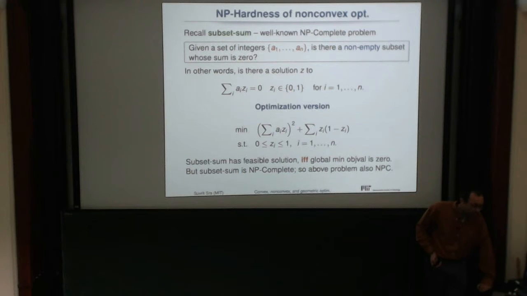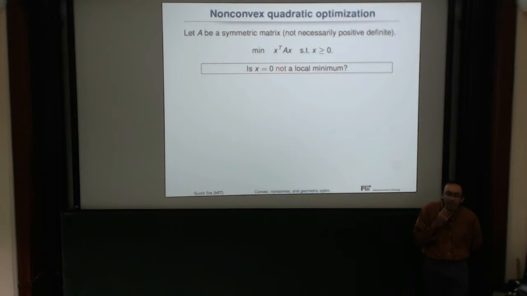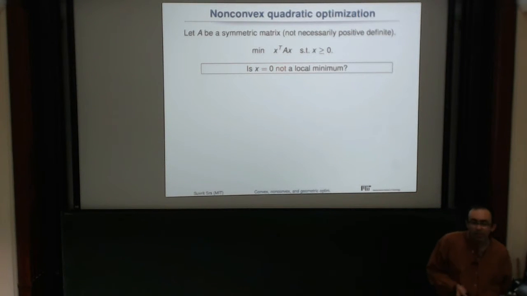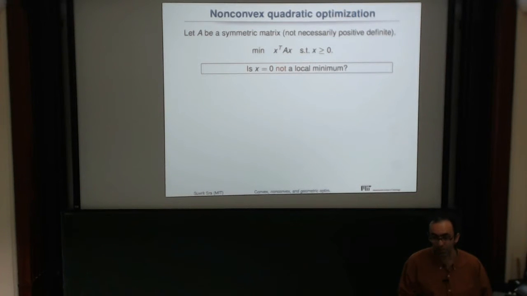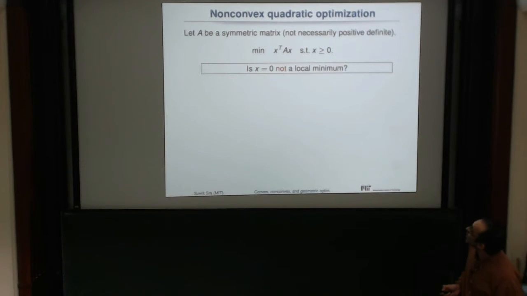Another example which may also look comforting but turns out to be discomforting is this type of question. Suppose A is a symmetric matrix, just a real symmetric matrix. I'll only talk about real valued variables today. I'm asking the question, is x equal to 0 not a local minimum? There's a not in there, so it takes a little extra time to parse that. I'll let you parse that for a second. That's the question we are asking: minimize that such that x is non-negative.